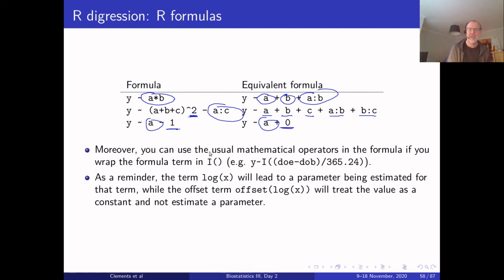We have already introduced the I term, where you can use mathematical operators in the formula if you use this wrapper. And as a reminder, the log x will lead to a parameter being estimated for the term, while if you use an offset term, it will treat the value as a constant and does not estimate a parameter.